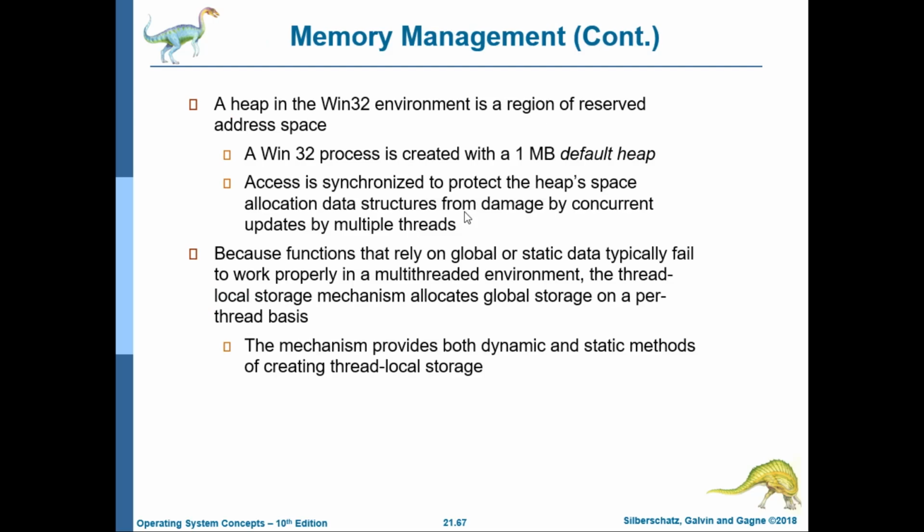Next, a heap in the Win32 environment is a region of reserved address space. A Win32 process is created with a 1 MB default heap, and access is synchronized to protect the heap's space allocation data structures from damage by concurrent updates by multiple threads. Because functions that rely on global or static data typically fail to work properly in a multi-threaded environment, the thread local storage mechanism allocates global storage on a per-thread basis. This mechanism provides both dynamic and static methods of creating thread local storage.